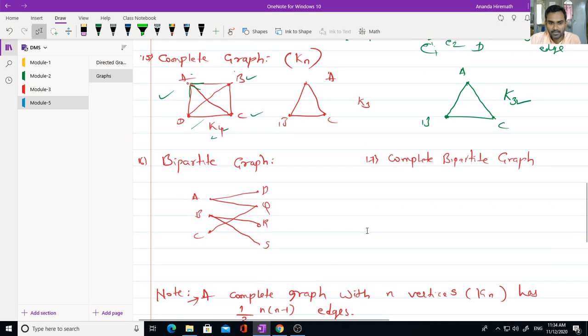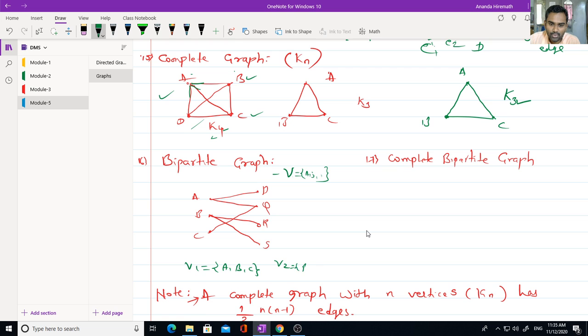Now we have the bipartite graph. In a bipartite graph there will be two sets of vertices. Generally in a graph we have only one set of vertices. Say V is A, B, C, comma P, Q, R, S. This is the complete set of vertices. Now there will be two subsets in this, V1 and V2, where V1 is A, B, C and V2 is P, Q, R, S.